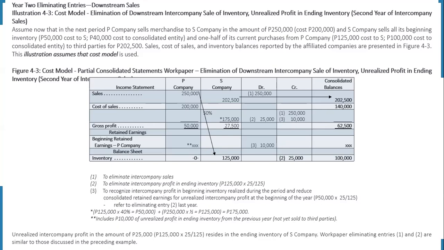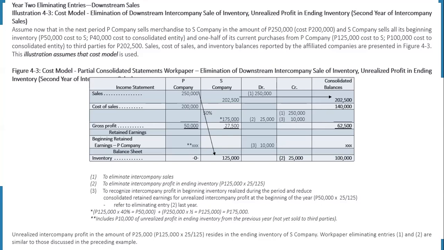Now with these explanations, in number 1, the 250,000 is to eliminate intercompany sales, between the parent and the subsidiary. In number 2, to eliminate intercompany profit in ending inventory, where the ending inventory is 125,000, and we multiply it by 25 over 125. So 25 is the profit, the inventory balance of 125,000. So we have to eliminate.